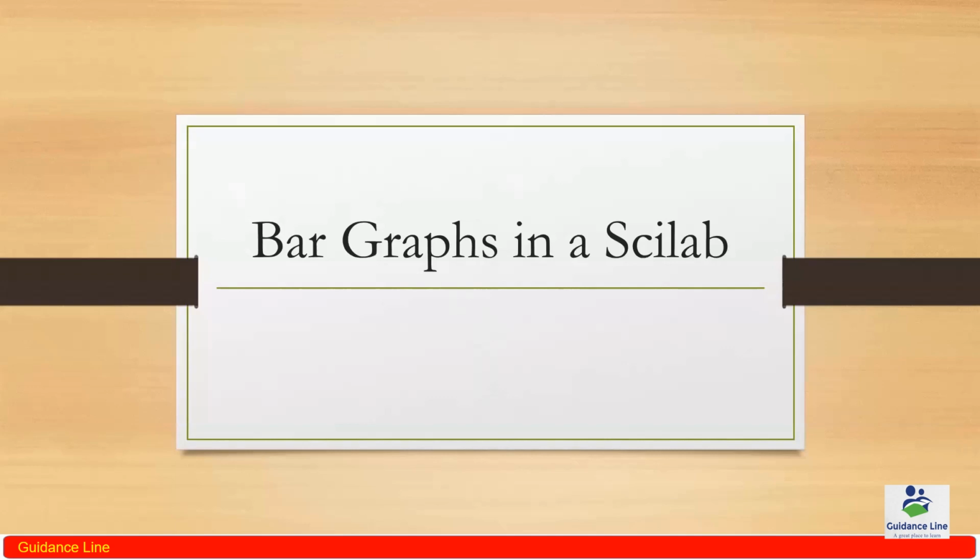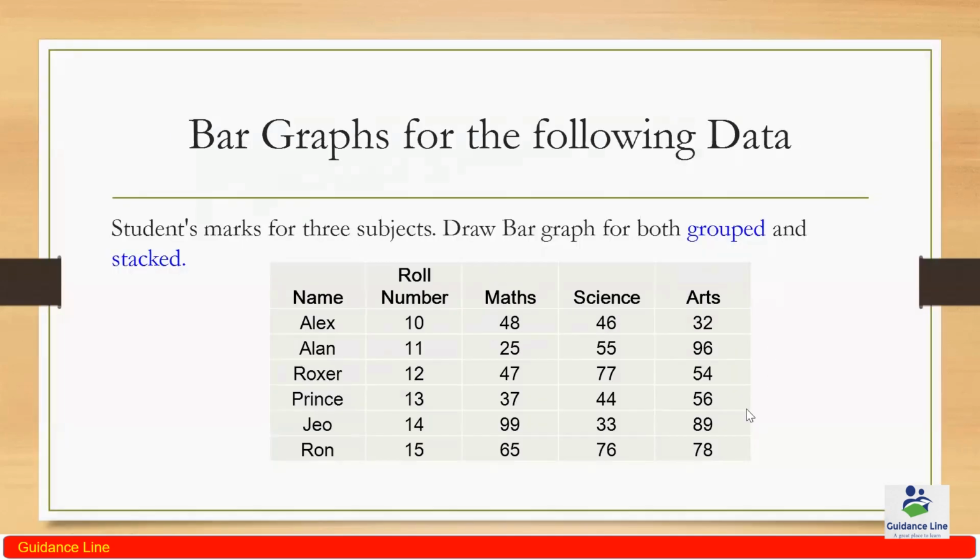Let us suppose I have this particular table in which we have the names of students with a roll number and the marks allotted in different subjects. So we have three subjects, math, science and arts, in which these six students have different marks. So we want to represent this particular data in the form of bar plots.